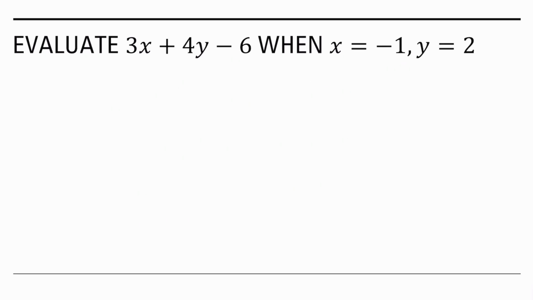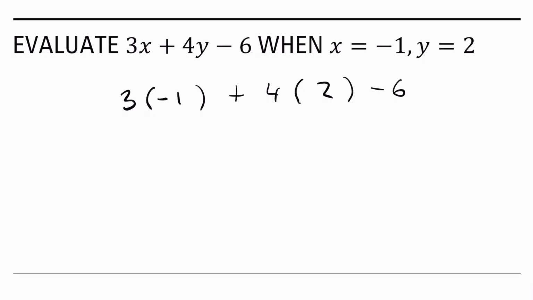Evaluate 3x plus 4y minus 6 when x equals negative 1 and y equals 2. So here we've got to be a little bit more careful, but we'll still set up our equation with our brackets. And now we just got to make sure that we put the right variable into the right bracket. So we've got 3x first, so x equals negative 1, and then we've got y equals 2.